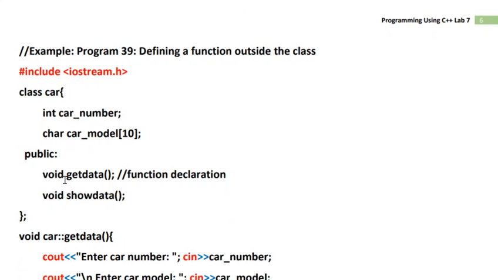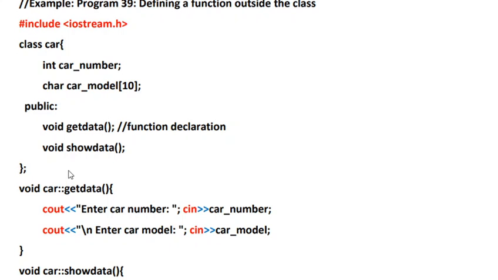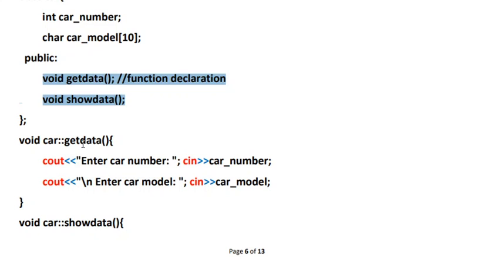Now defining the function outside the class, so we have modified the same program here. What I have done is I have simply defined the function elsewhere. So I have placed the function declaration in the class declaration. So we have two private members and then we have two public functions, okay, right? Now it is defined outside the class. So this is the way we define the function outside the class.